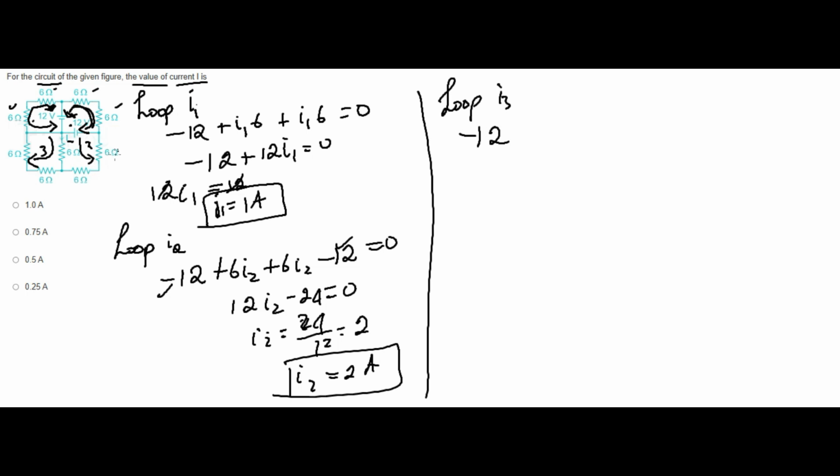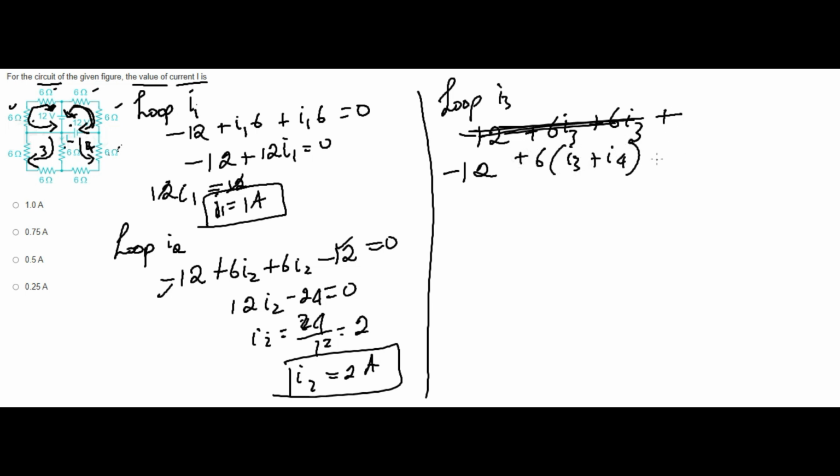What is the total voltage going over here? Plus 6 into I3 plus another 6 into I3. Listen to me, I'm very sorry about this one, so once again I rewrite. Minus 12, and then this 6 you have to consider common for both I3 and I4. So I3 and I4 means you write plus 6 into I3 plus I4.